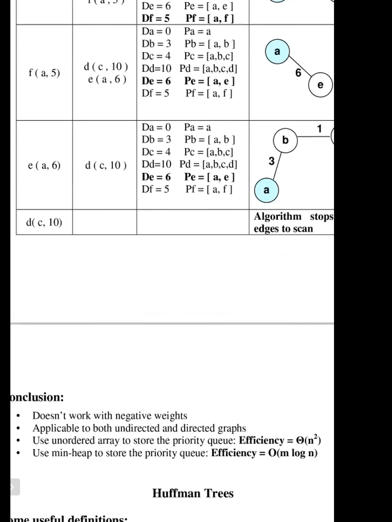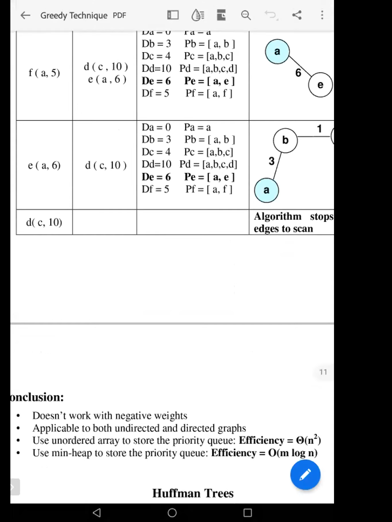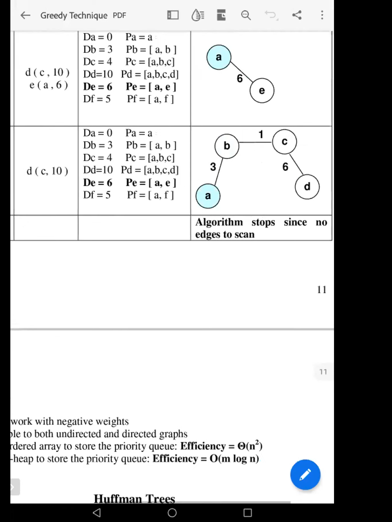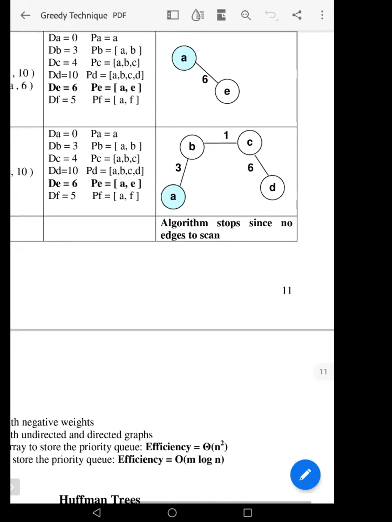So next time EA 6 comes to the first column. The remaining vertex is DC comma 10, the only vertex. So finally we draw that D, that is CD. So CD is what finally gives the shortest distance from A to D. A to D is 10: 6 plus 1, 7, 7 plus 3, 10.